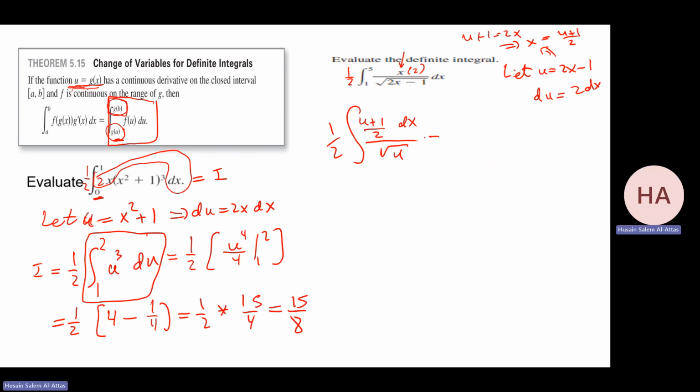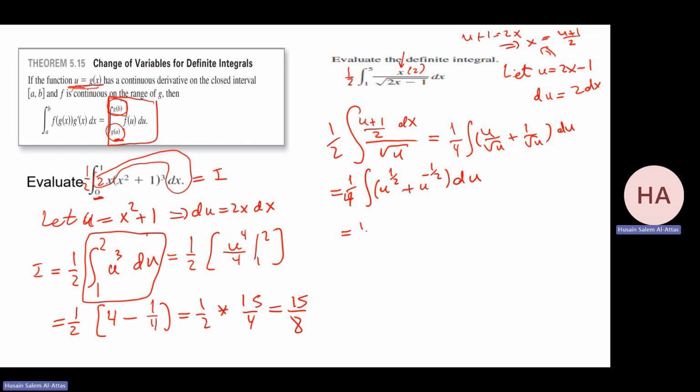So what I have, this 2, I can take it outside. I have 1 over 4 times u over square root of u plus 1 over square root of u du. Yeah, I'm doing it in more steps. That will be 1 over 4 times u to the power half integral. Now the integral is still there. 1 over 4 integral u to the power half plus u to the power minus half du.